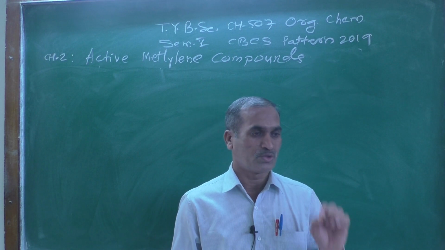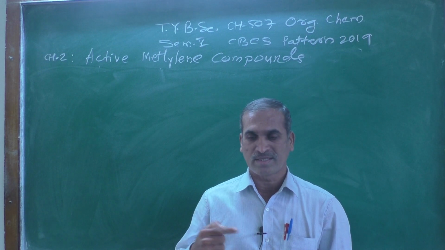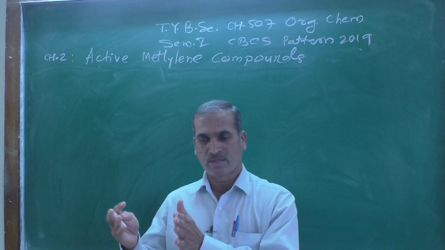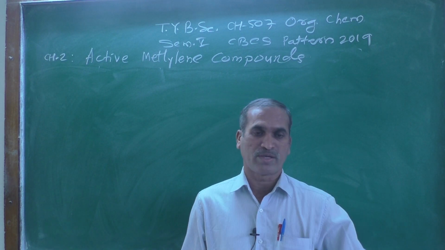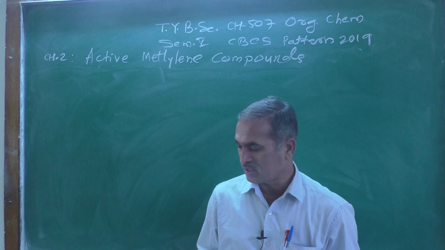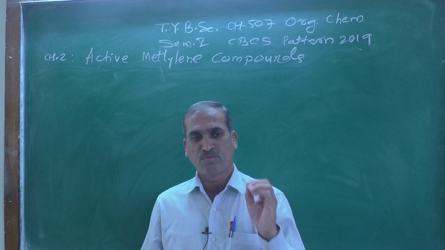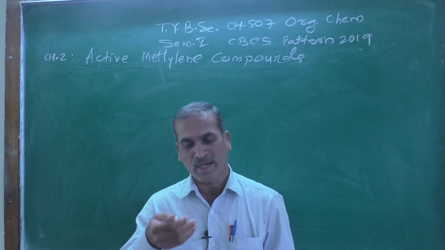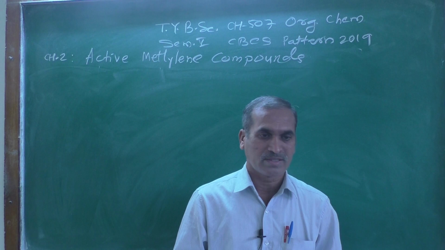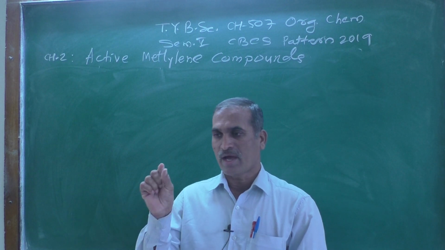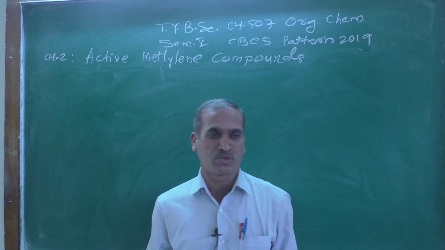steps you should remember while synthesizing the target molecule by using ethyl acetoacetate. Ethyl acetoacetate is an active methylene compound. Why is it an active methylene compound? Because it possesses the active methylene group, CH2.